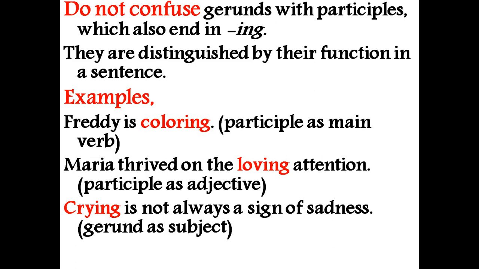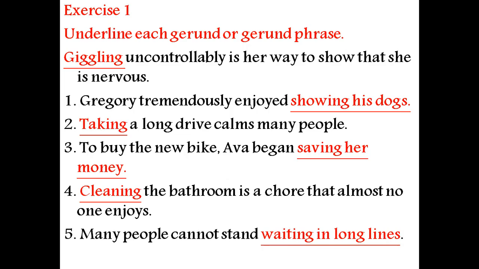Crying is not always a sign of sadness. Gerund as a subject. Now again, like in the earlier example, crying is a gerund as subject. Exercise number 1. Underline each gerund or gerund phrase. Giggling uncontrollably is her way to show that she is nervous. Now here is the gerund, the first one, giggling.